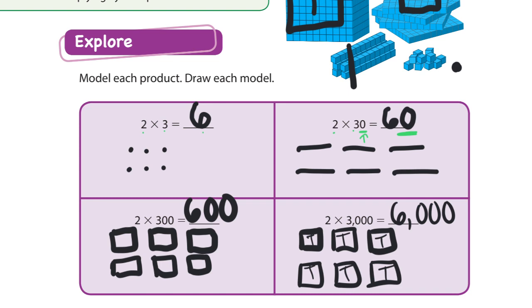The next one, 2 times 300, I have 2 zeros, and my answer also has 2 zeros. And in the last one, I have 3 zeros, and so my answer will also have 3 zeros. This is going to help us when we're multiplying larger numbers that have a friendly number, anything that ends with zeros.